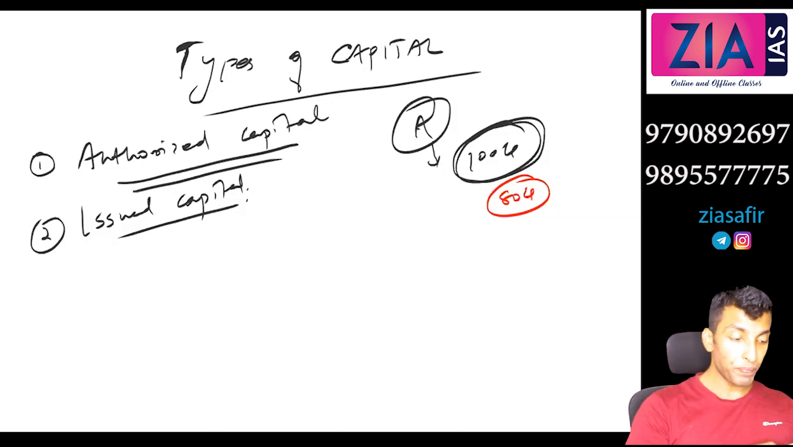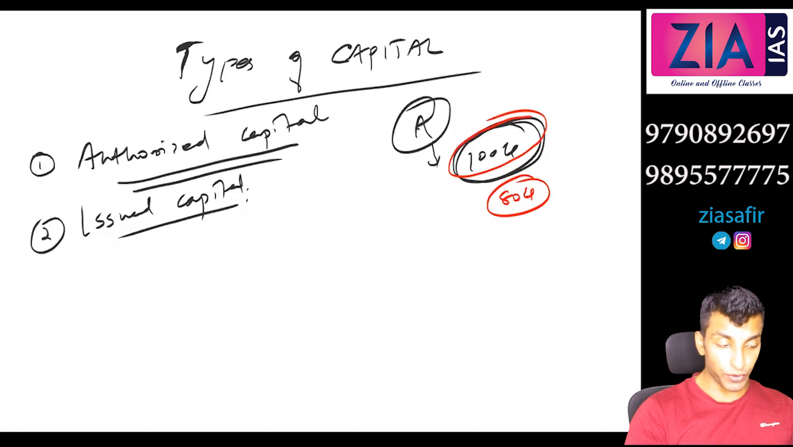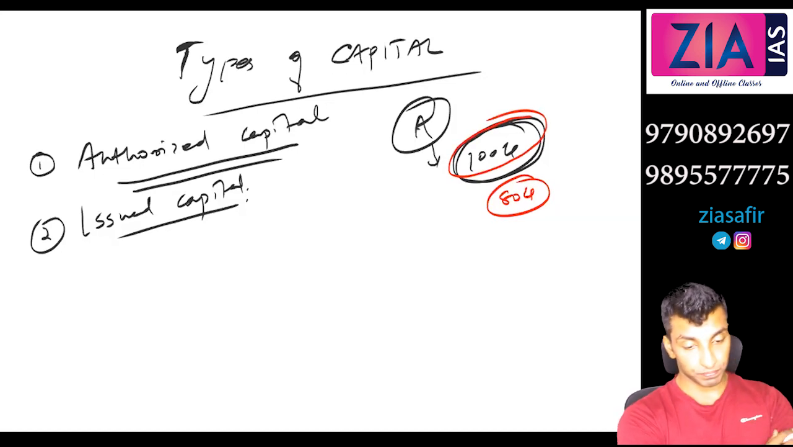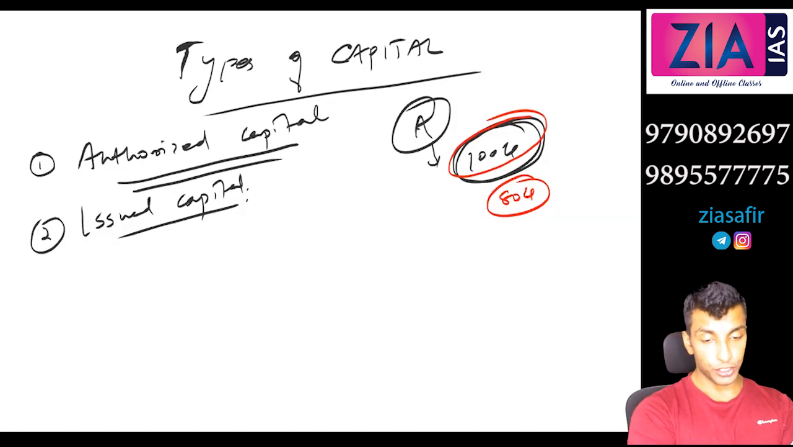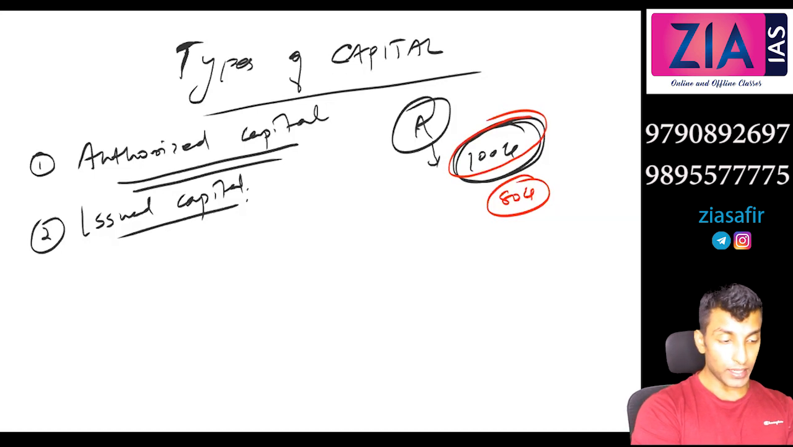So just write there, it is a part of authorized capital which is issued or offered to the public for subscription. So it is a part of authorized capital which is issued or offered to the public for subscription.